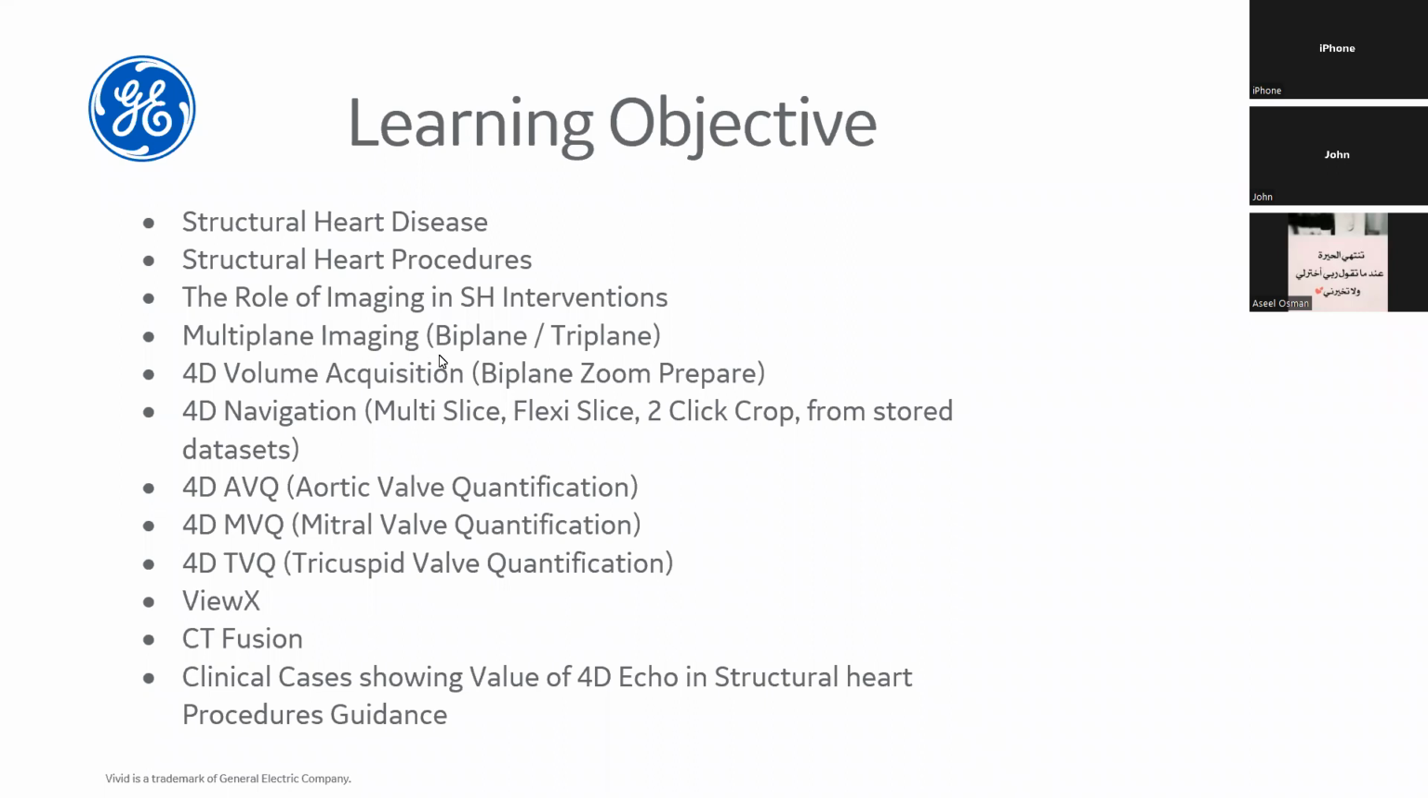So we'll talk about multidimensional imaging or multiplane imaging, such as biplane, triplane. We'll talk about 4D volume acquisition. We'll talk about 4D navigation and cropping. We'll talk a little bit about quantification, such as our valvular quantifications, predominantly aortic valve, mitral valve, tricuspid valve. And then we'll talk about fusion technologies and how they can add value in such structural heart interventions, different technologies, and the advantage of each. And we'll show also some clinical cases.